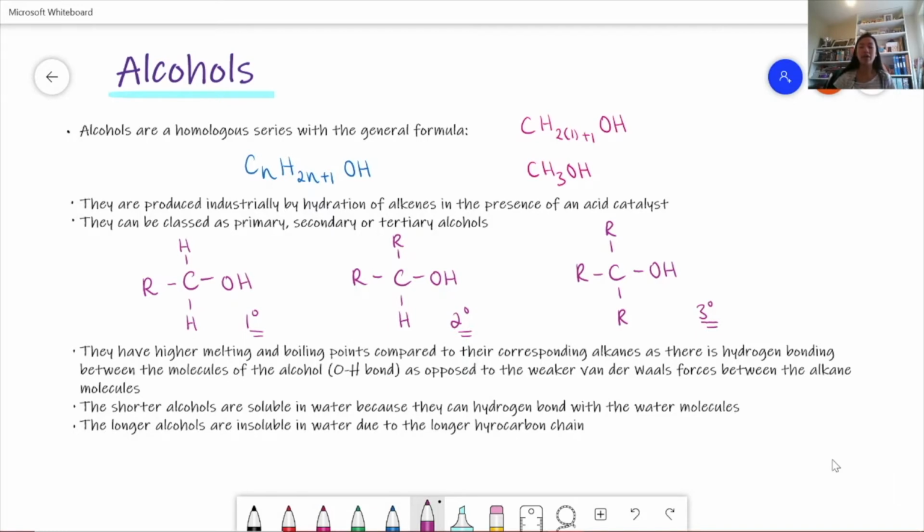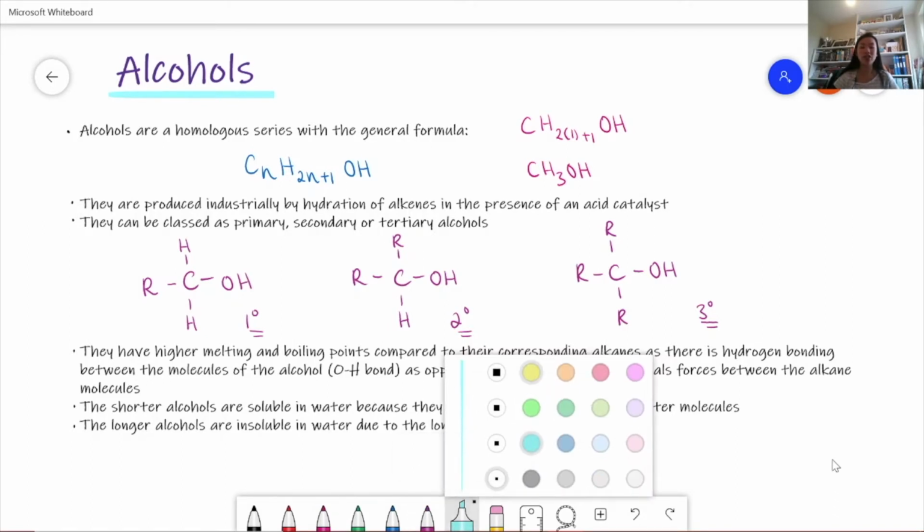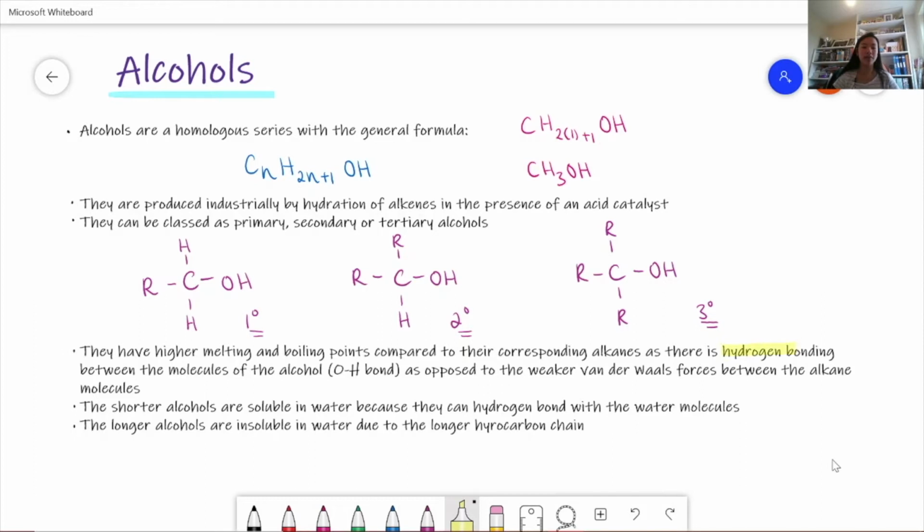Alcohols have higher melting and boiling points compared to their corresponding alkane, and this is due to hydrogen bonding. And we get hydrogen bonding between hydrogen and a very, very electronegative atom. And so because we have OH bonds, hydrogen bonding is present. And this is opposed to the weaker van der Waals forces between the alkane molecules, which take less energy to overcome and so have lower melting and boiling points.